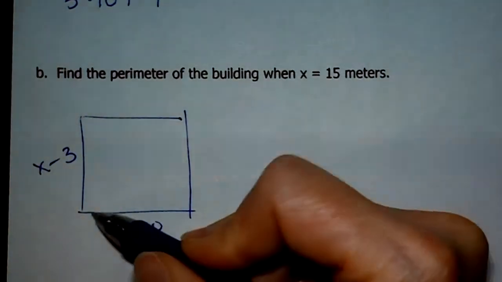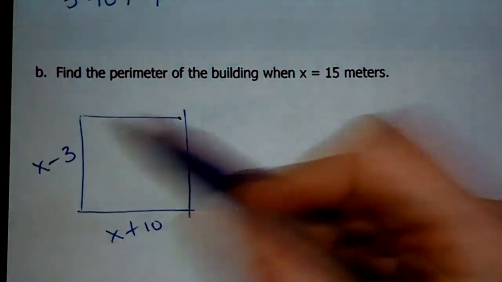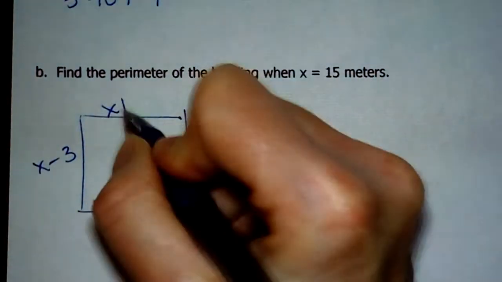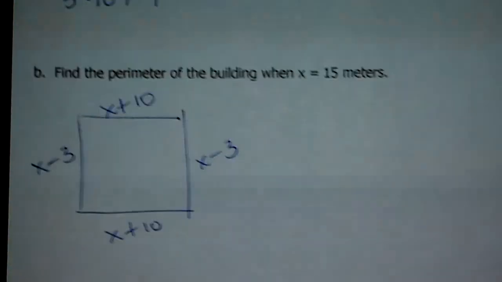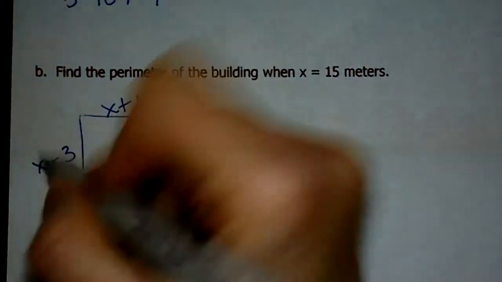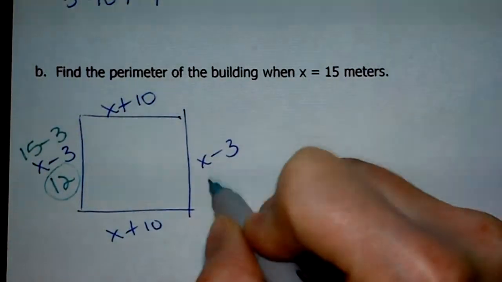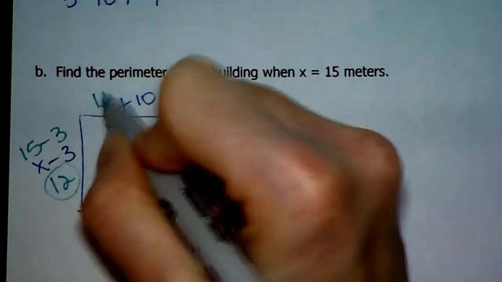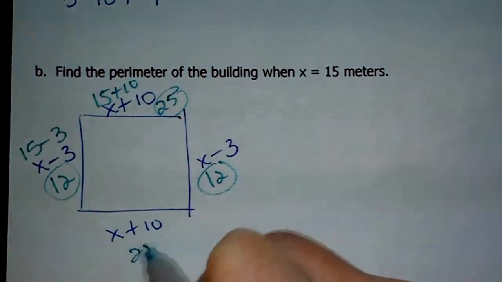So I know that if I have something that's in the shape of a rectangle, the sides are parallel and the same. So if this is x plus 10, so is this. And if this is x minus 3, so is this. So if I'm asking you, hey, what's the perimeter when x is 15? All you have to do is plug 15 in for x and add up all your sides. Meaning, for this one, I would take 15 minus 3, and that's 12, right? And if this side's 12, so is this one. And I can plug 15 in for x up here. 15 plus 10 is 25, and that means this is also 25.